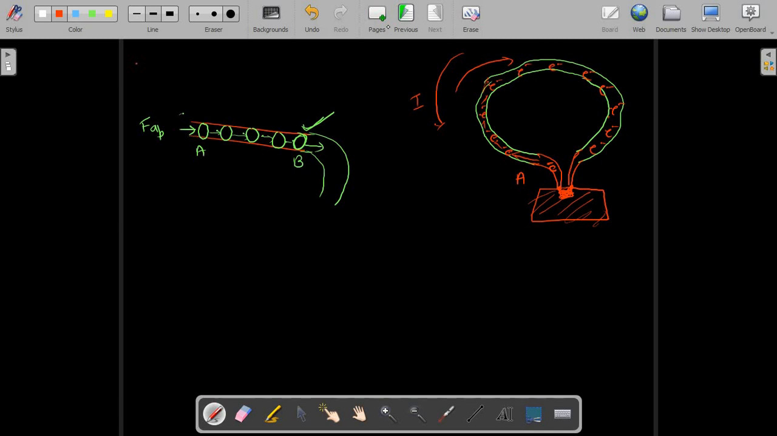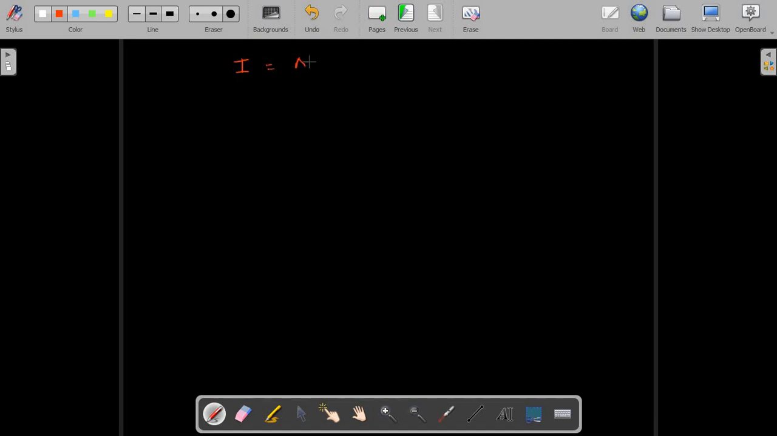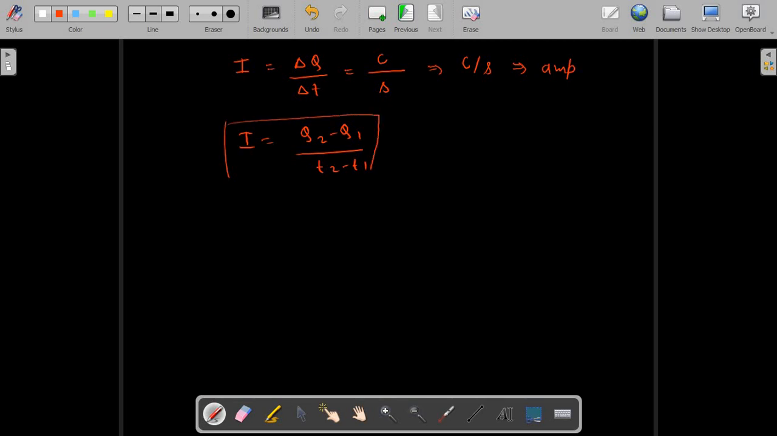And what is the formula we have talked about? The formula is I equals delta Q over delta T. Q is charge, and its unit is coulomb. Time is in seconds. So it's coulomb per second, or ampere. If there is a charge difference over time, the formula for I can be written as Q2 minus Q1 over T2 minus T1.